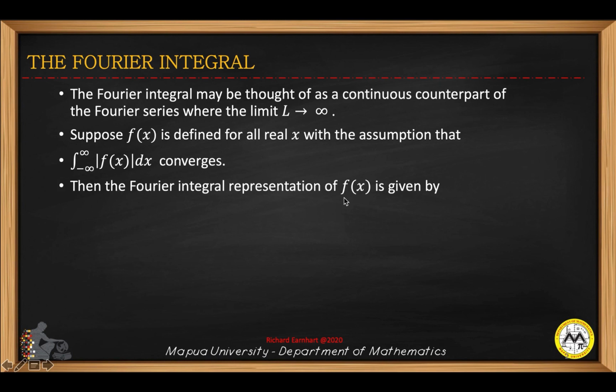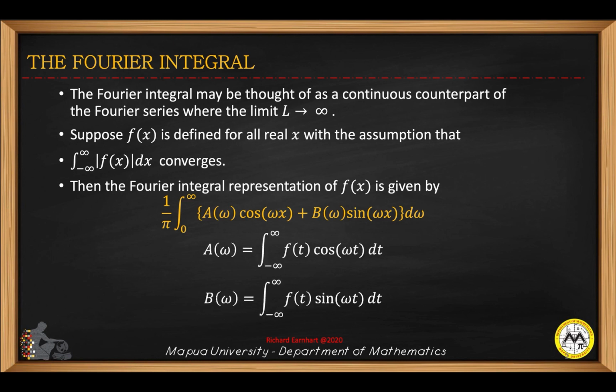Then the Fourier integral representation of f of x is given by 1 over pi, integral from 0 to infinity, of a of omega cosine omega x plus b of omega sine omega x, d omega, where a of omega is obtained by evaluating this improper integral. This is your b of omega.